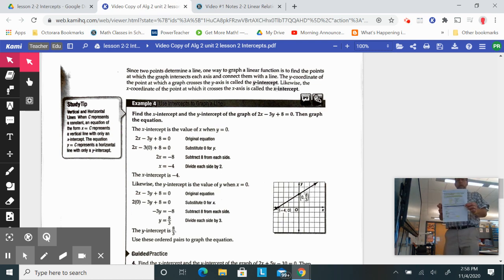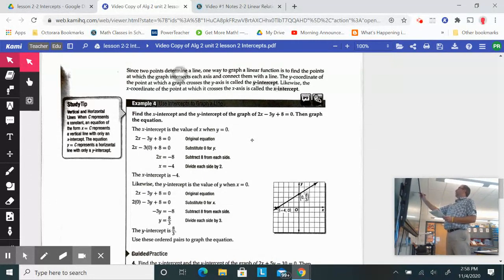All right, now we're on to the last page, the back of notes 2.2, the fourth page there, the very back. And we're talking about this right here. Since 2 points determine a line, one way to graph a linear function is to find the points at which the graph intersects each axis and connect them with a line. The y-coordinate of the point at which a graph crosses the y-axis is called the y-intercept. Likewise, the x-coordinate of the point at which it crosses the x-axis is called the x-intercept.